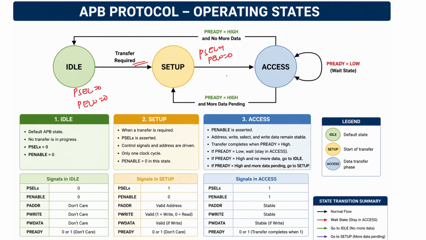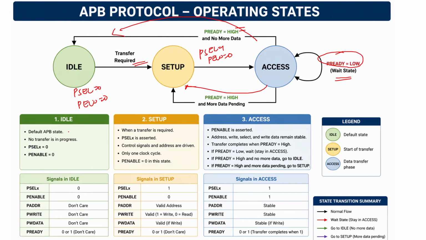Okay, so then if it is moving to the access phase, if you are in a wait state, then PREADY should be low. If you are not in a wait state and there is no data pending, then PREADY should be high and it is again going to the idle phase. Or if you still have some pending data, it is going to the setup phase.